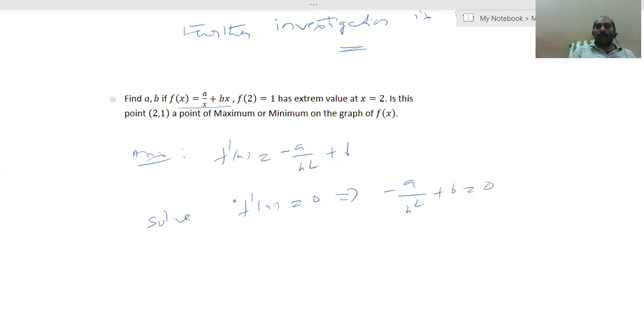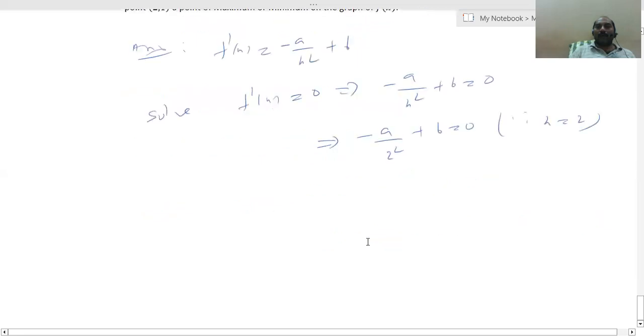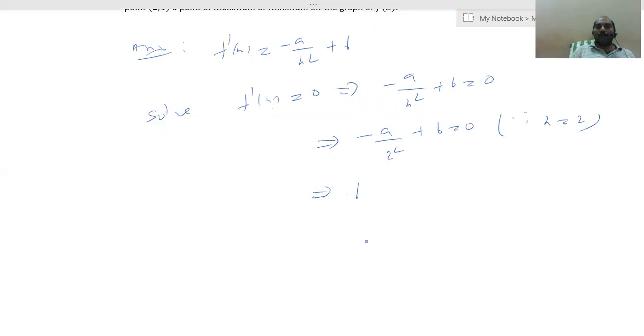Already they said that at x equal to 2 we have an extremum. That means at x equal to 2 the derivative value is 0. That means minus a by 2 square plus b equal to 0. Since they give the x value, from this equation we get a relation between a and b. You move this term to the right hand side, it becomes a by 4 equal to b. Cross multiplying, we get a equal to 4 times b.